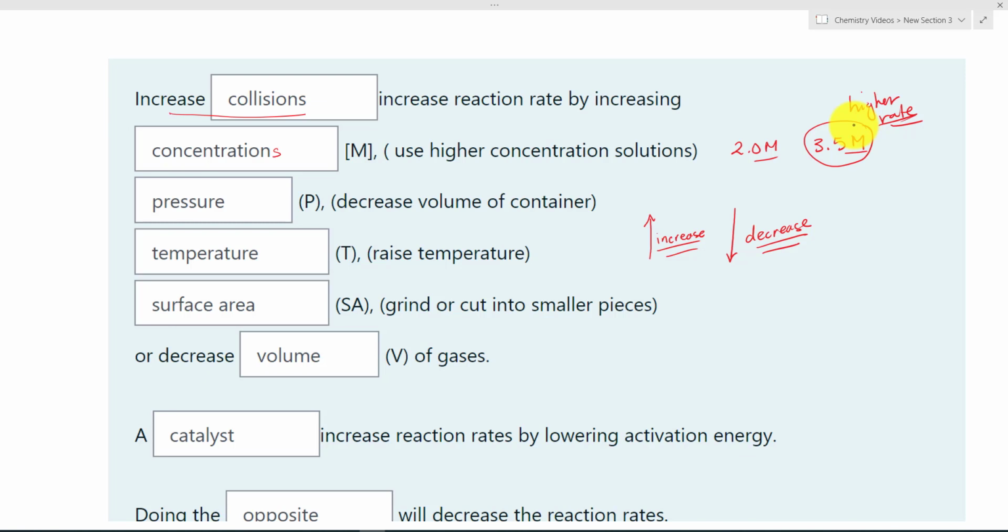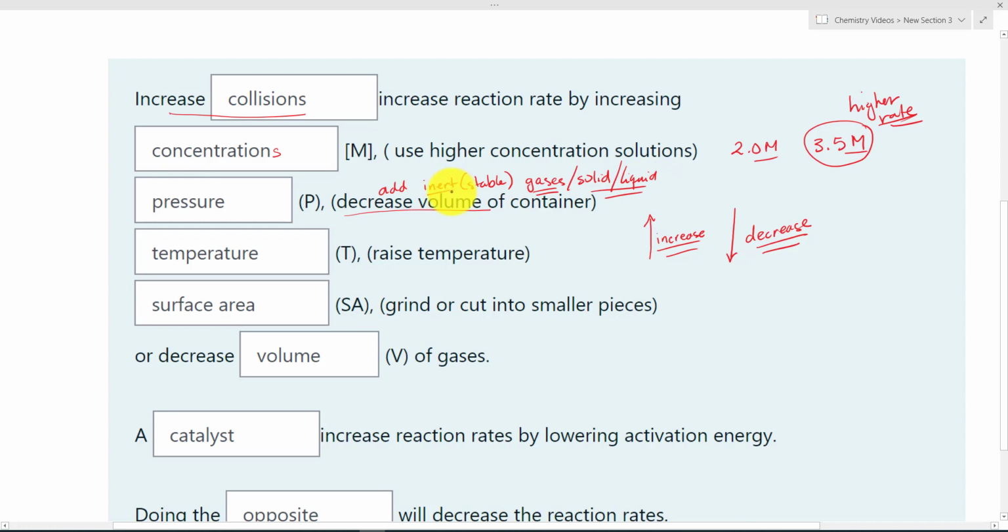Now, another change that we can make to increase the collision is pressure. How can you increase the pressure of a container? One easy way to do it is to decrease the volume, right? As you decrease the volume, the pressure increases. But here's another one. You can also add inert or stable gases, right? Or solid or liquid.